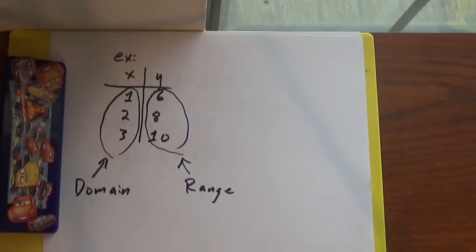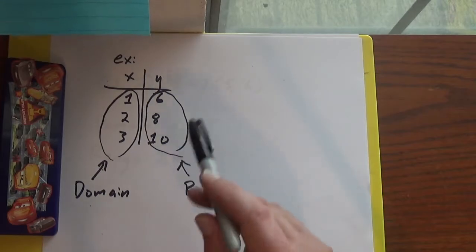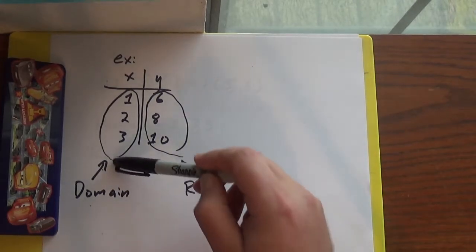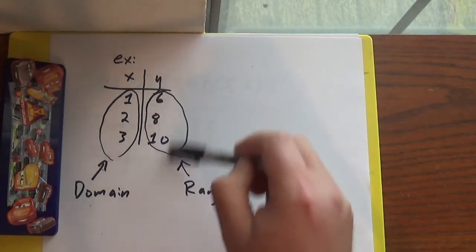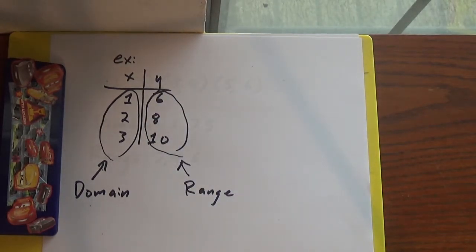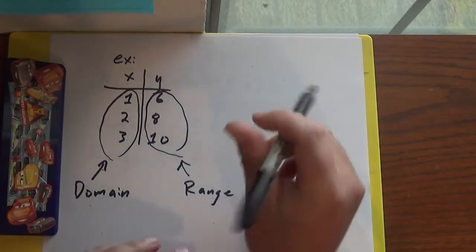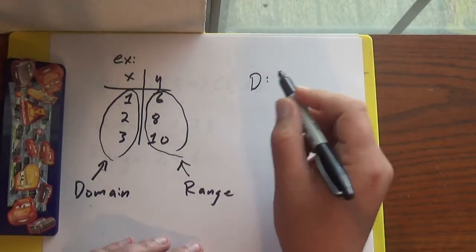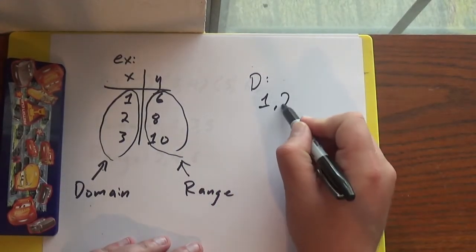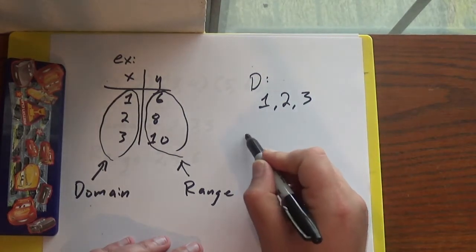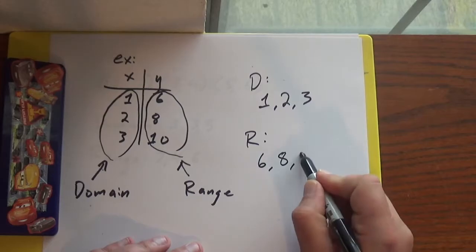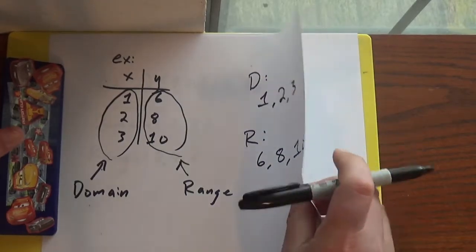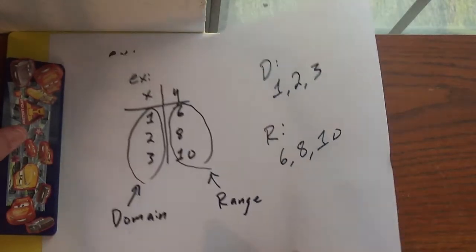Now, if I have a table, my domain is just whatever is under the x, and my range is just whatever is under the y. And if you were answering this question, for domain, you would put them listed out. And for range, you would put those listed out. You wouldn't just circle them.